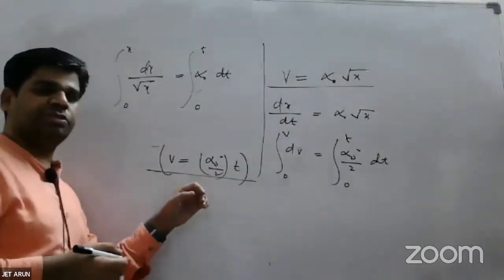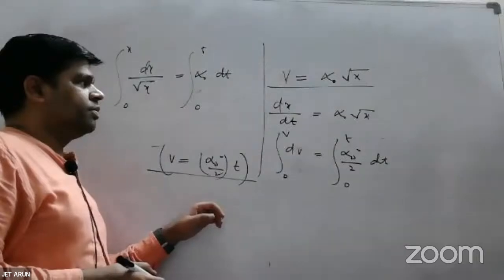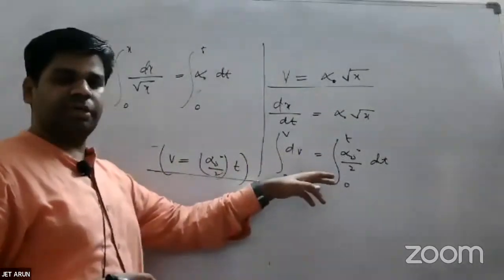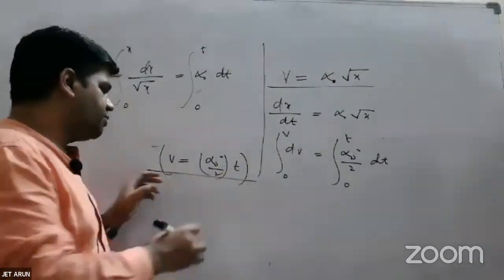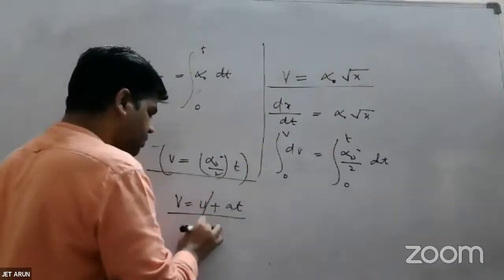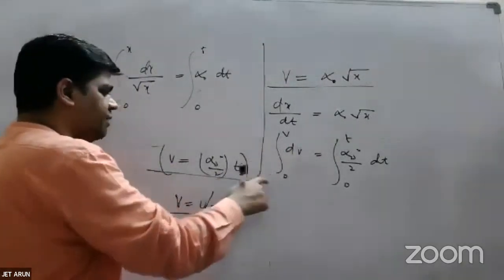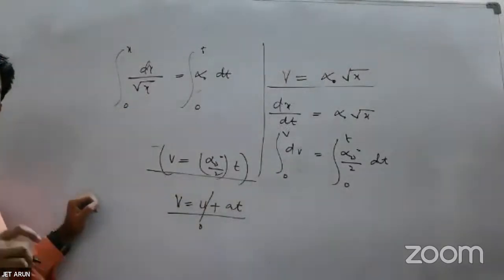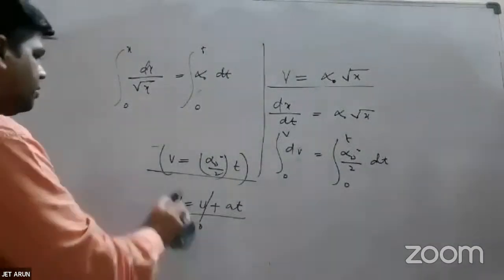I can write v is equal to u plus at. The acceleration I got is alpha square by 2. Initial velocity is 0. What is a? Alpha square by 2. So I just substitute that: v is equal to alpha square by 2 into t. That's it. So I got v as a function of t. Acceleration came, velocity also came. How do I write position for constant acceleration motion?